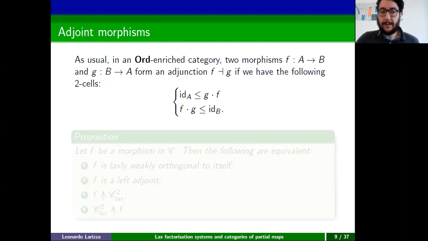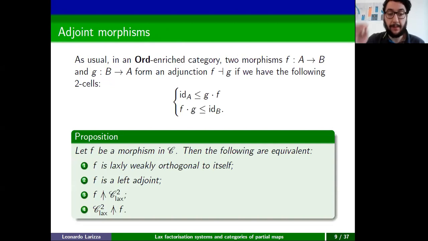I'll quickly recall that, as usual, in an order-enriched category, we say that we have an adjunction F left adjoint to G, which are both morphisms in C, whenever we have a unit 2-cell and a co-unit 2-cell, as in the equation here. And we have that for any morphism in C, F is laxly weakly orthogonal to itself if and only if it is a left adjoint, and this is equivalent to F being laxly weakly orthogonal to any other morphism of C, to the left and to the right.